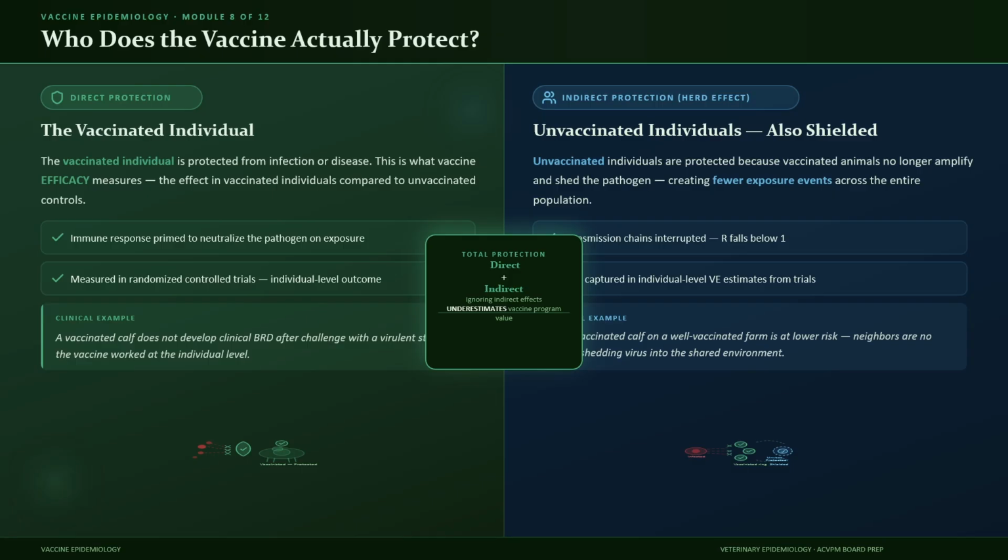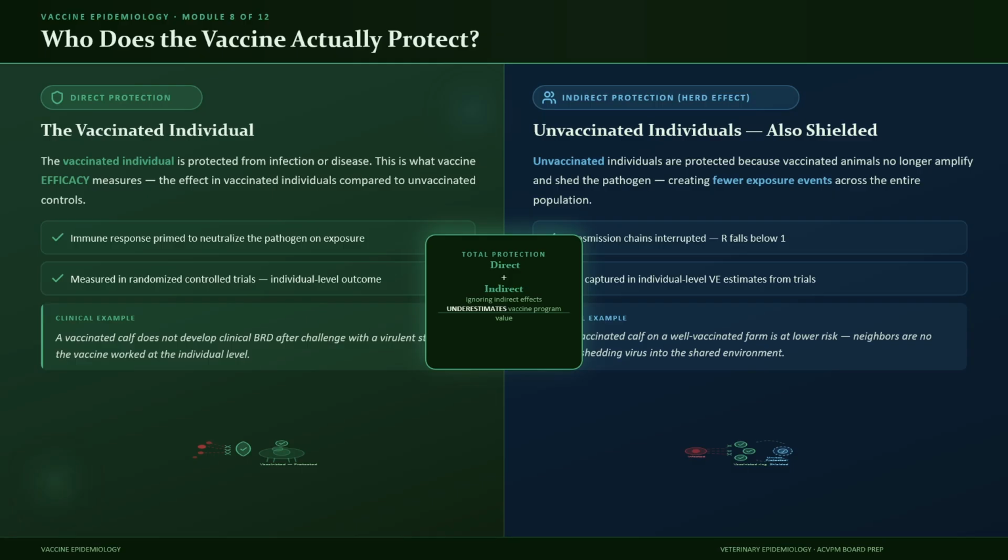First, direct protection. This is the vaccinated individual. The animal's own immune response is primed to neutralize the pathogen on exposure. This is exactly what vaccine efficacy measures. The outcome in vaccinated animals compared with unvaccinated controls, the kind of individual level result we get out of a randomized controlled trial. Second, indirect protection, the herd effect.